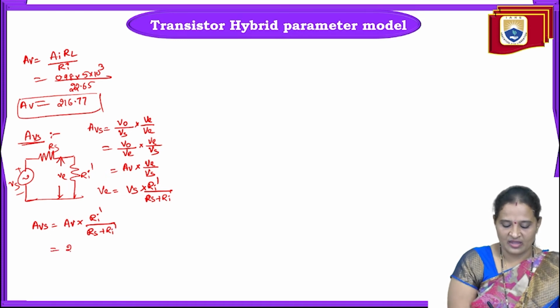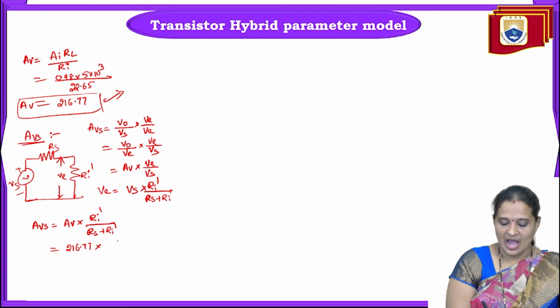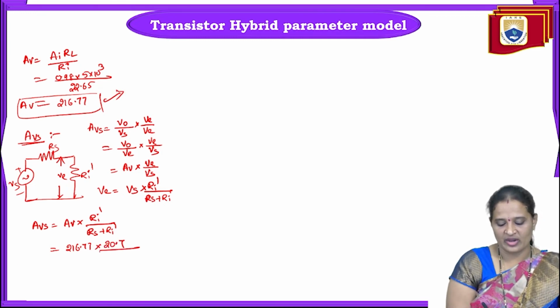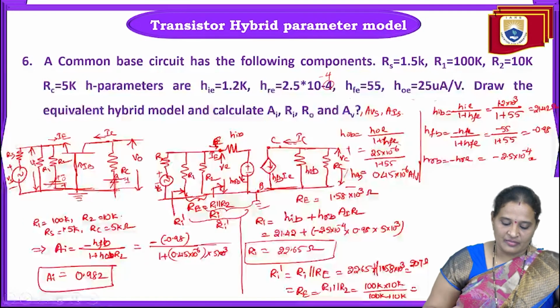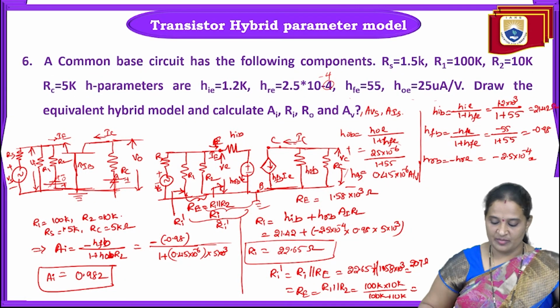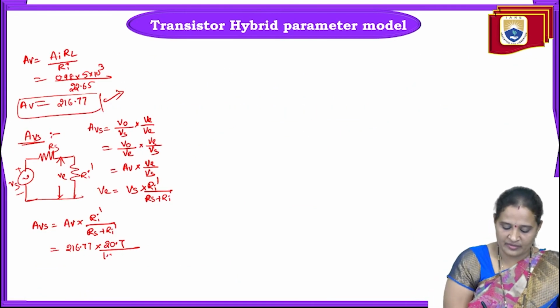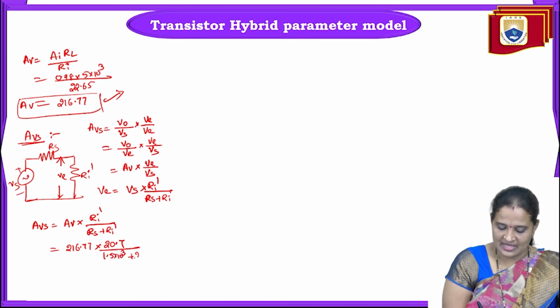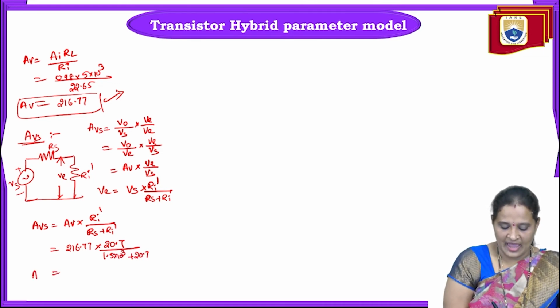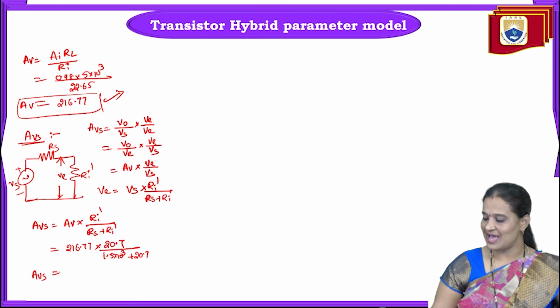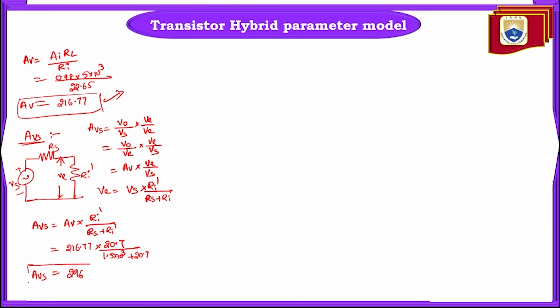So what is the value of AV? That is 216.77, which we have calculated, into the RA dash value we just calculated, 20.7, and RS value is, what is the value of RS? The RS value is given in the problem, that is 1.5K. That is 1.5 into 10 to the power of 3 plus 20.7. If I evaluate this, I'll get AVS as 296. So this is the value of AVS by taking the voltage source into effect.